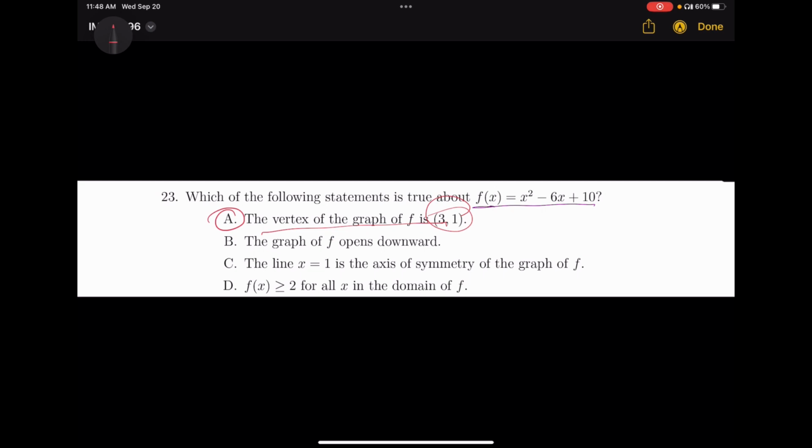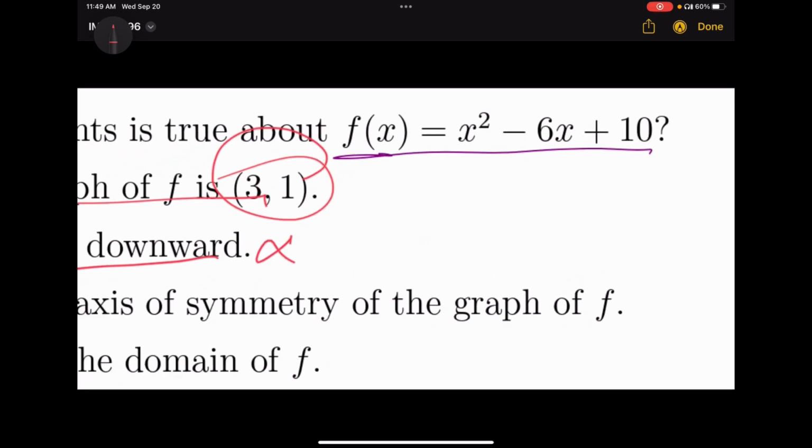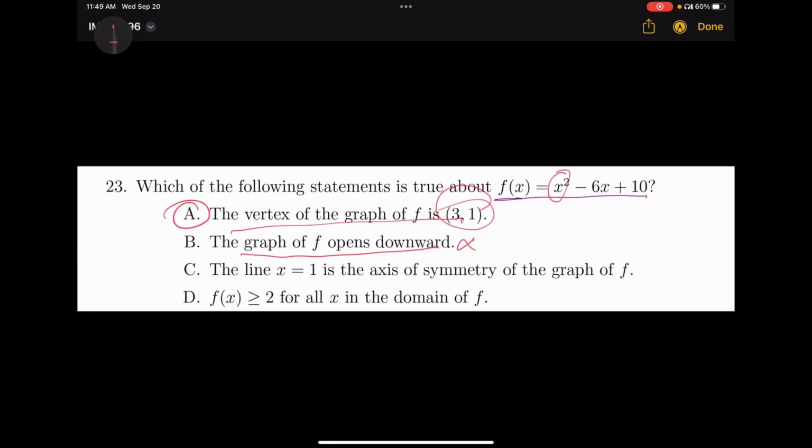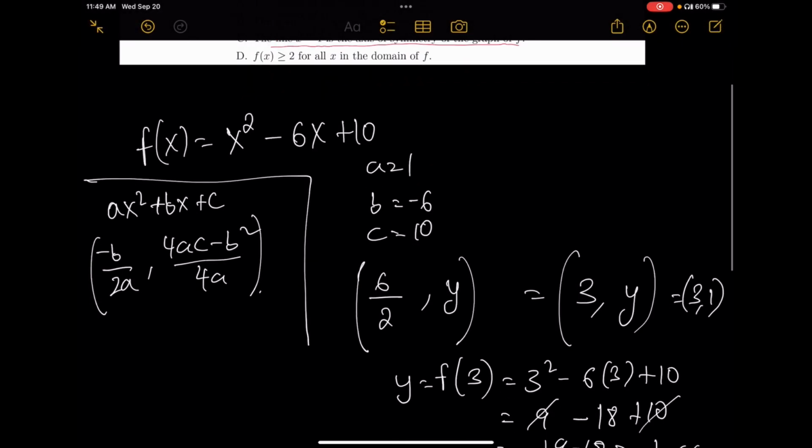A is the answer. How about B? The graph of f opens downward. This is false. Why? Because look at the coefficient of x squared. It is 1. Therefore, it opens upward. See, the line x equals 1 is the axis of symmetry of the graph of the function f. Well, what is the axis of symmetry?